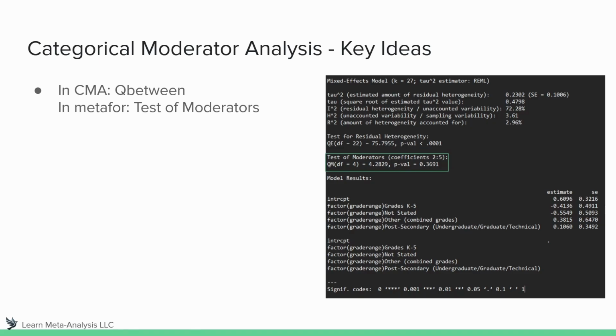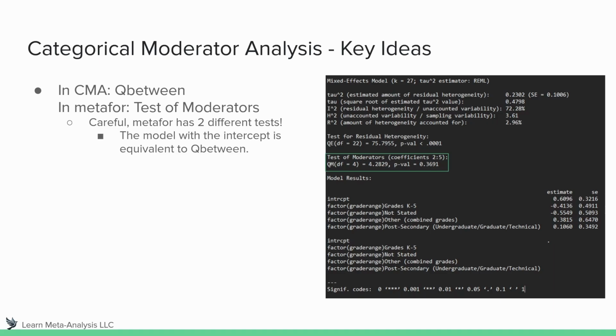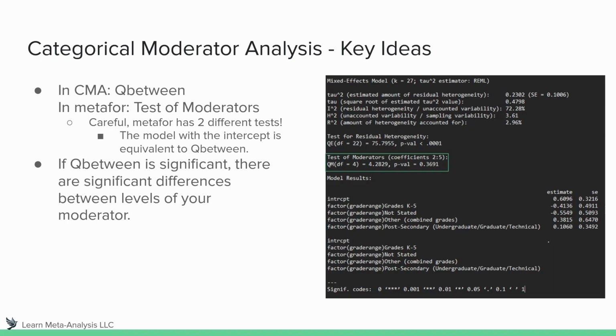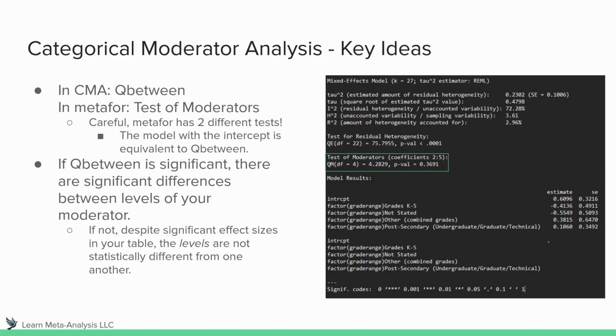So again, we're looking at the test of moderators in this metafor output, which is highlighted in green, and importantly, this is the model with the intercept. I say this because you need to be really careful, because metafor has two different tests labeled test of moderators. The model with the intercept is equivalent to Q-between in CMA. Now, if this is significant, then that means there are significant differences between levels of your moderator. If it is not, regardless of whether the individual effect sizes in your table are significant or not, the levels are not significantly different from one another.